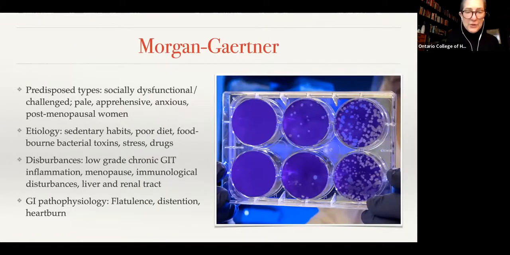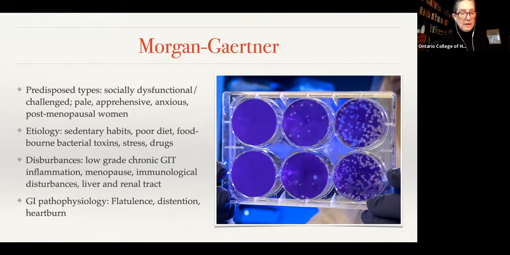And then I want to move on to Morgengertner, which is a little bit different from Gertner itself. So Morgengertner, the predisposed types are socially dysfunctional. They're challenged, pale, apprehensive, anxious, often postmenopausal women. The etiology is sedentary habits, poor diet, foodborne bacterial toxins, stress, and drugs. The disturbances are low-grade chronic GIT inflammation.